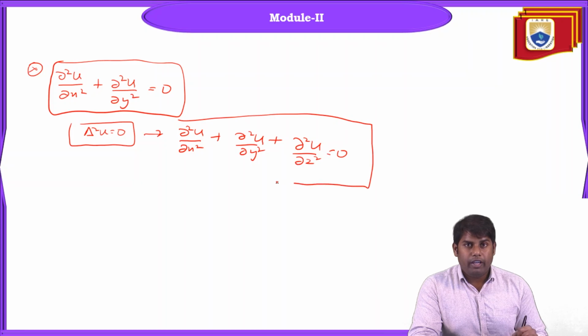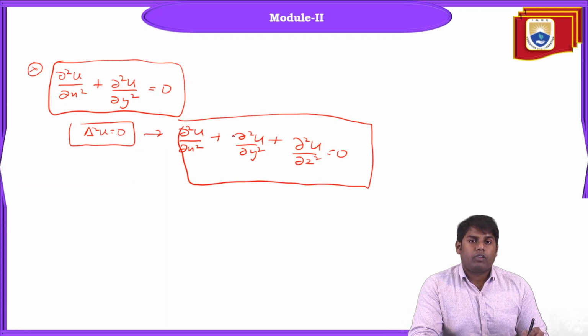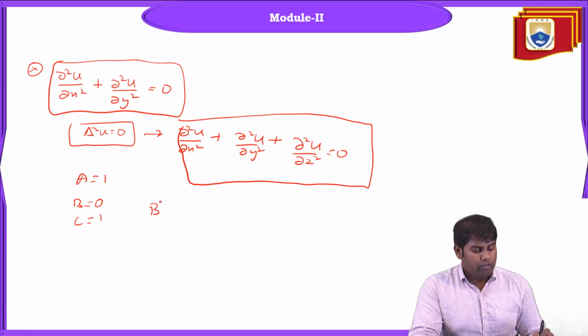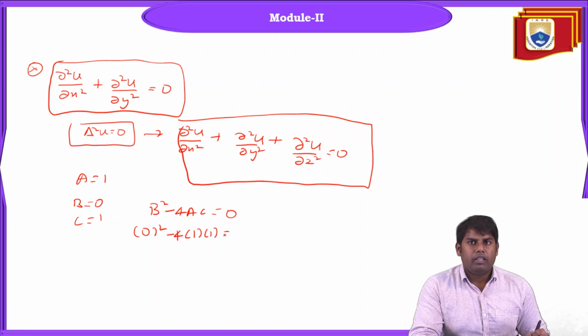So this is what we have for the generalized form. Since we are taking 2D, this is what we have. When you take the values of A as 1, B equal to 0, C equal to 1, we have B square minus 4AC. So 0 square minus 4 into 1, so the value is minus 4. The discriminant value has come as less than 0, so this is elliptic.